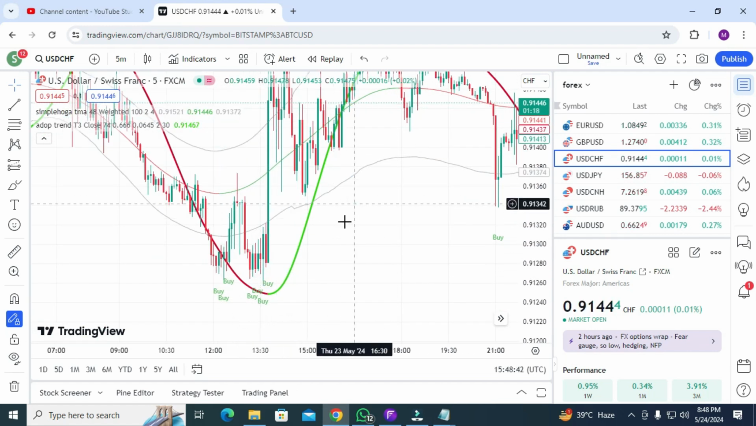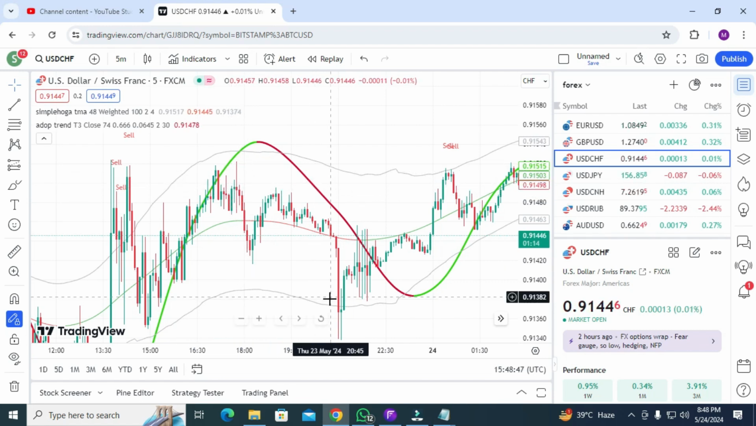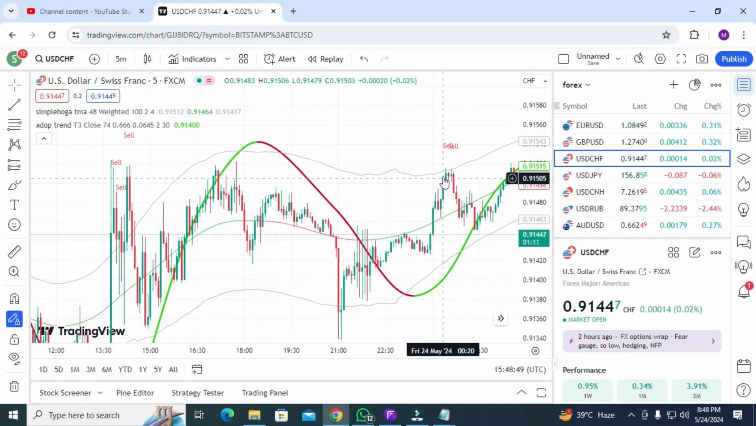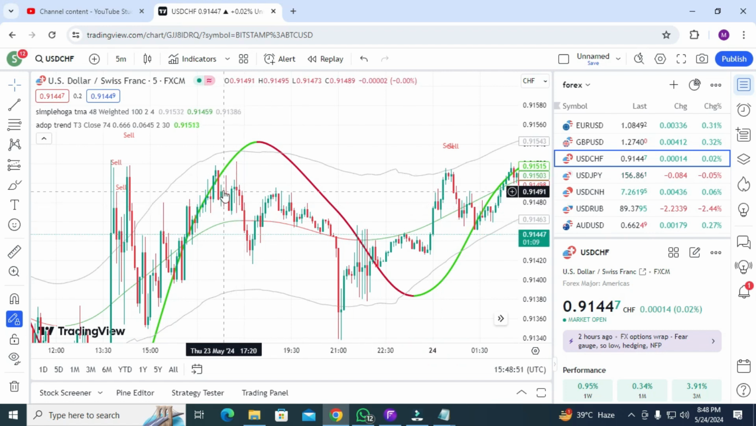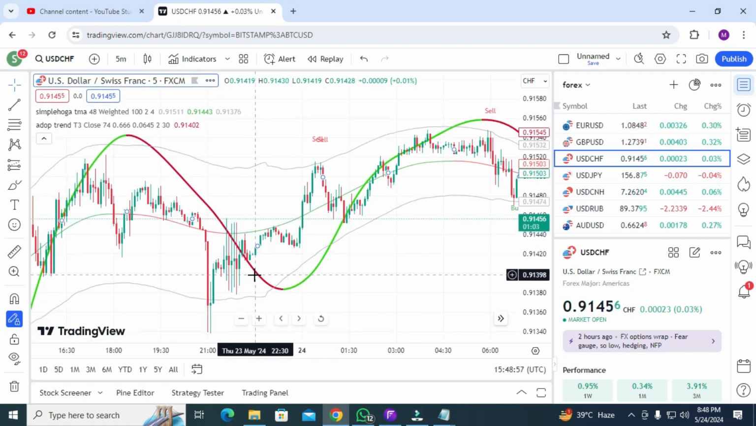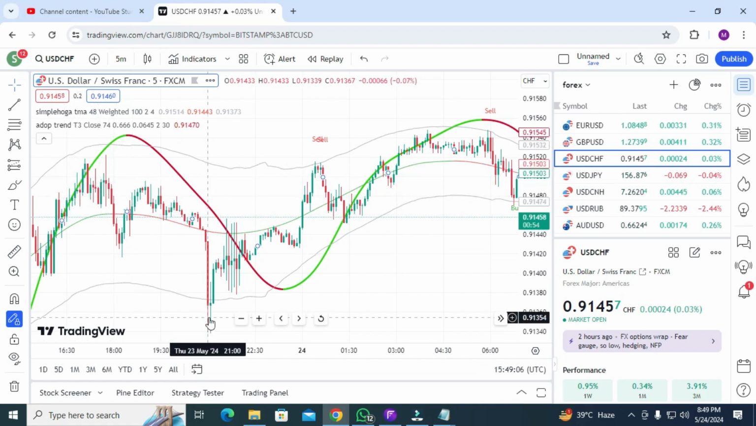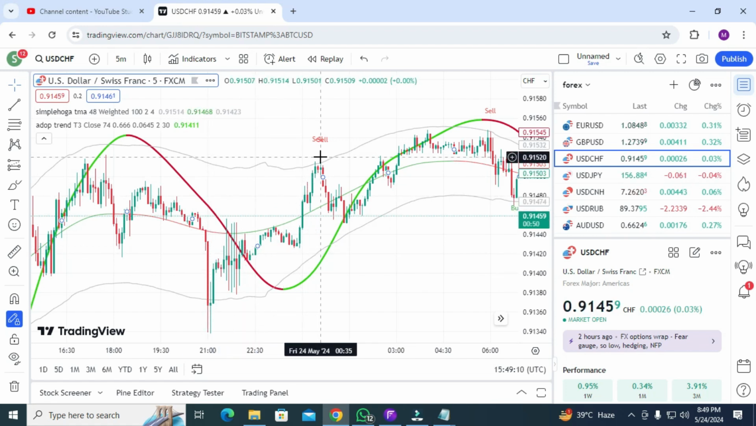Okay, now here you do not get a signal. If you want, you can collect some pips whenever the market comes inside the adopt trend line. You can see the market is going downside. When the market comes inside the adopt trend line, you can see the market going upside. When the candles come inside, the market goes upside.